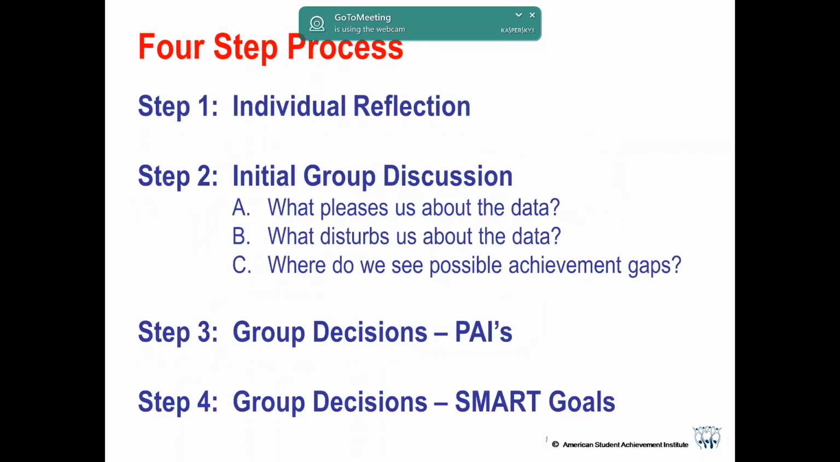So here are the 4 steps we've talked about. The first step is individual reflection. The second step is the initial group discussion. The third step is to decide as a group on your PAIs, and the 4th step is to decide as a group on your SMART goals.